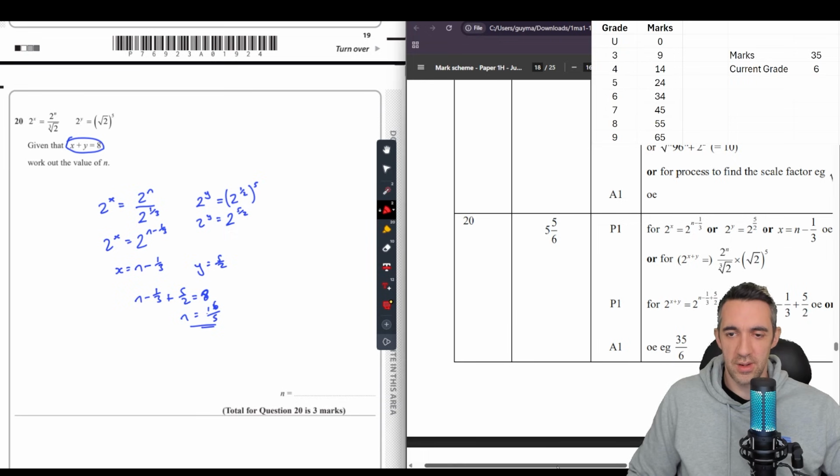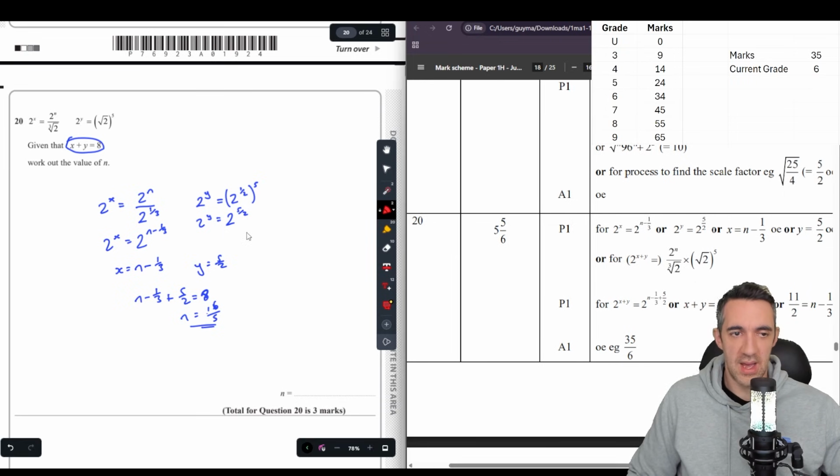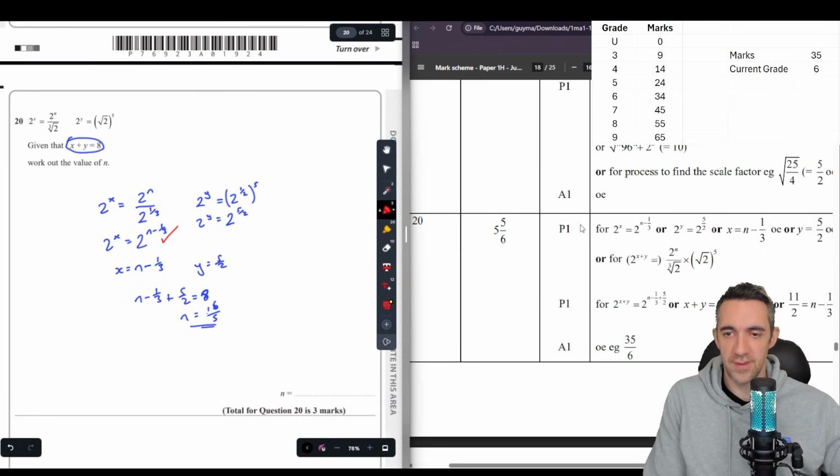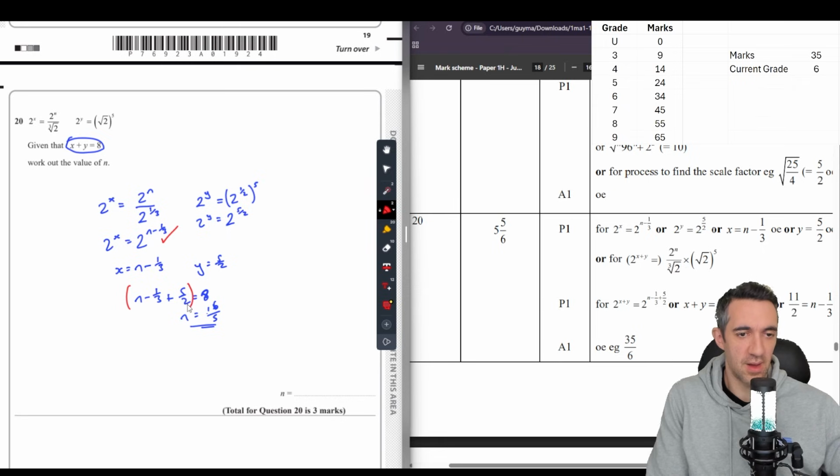Okay, this one was this powers one that we got to near the end. So what do we need? 2 to the x equals 2 to the n minus a third. Yeah, we've got that. There's a mark. So we've turned this first P1, and then we've got 4 x plus y equals n minus a third plus 5 over 2. I did that as part of what I've got here. So like that's the mark.